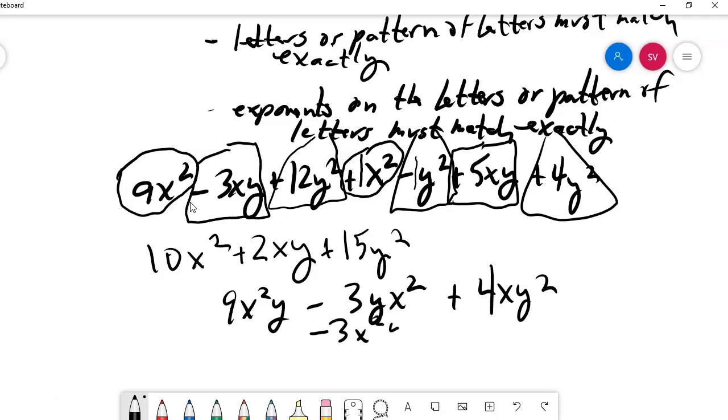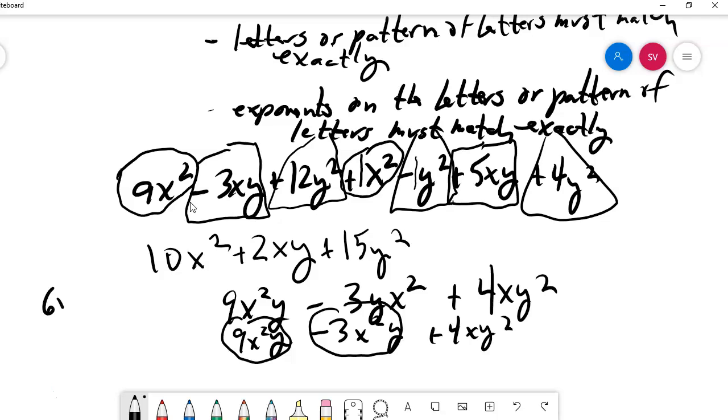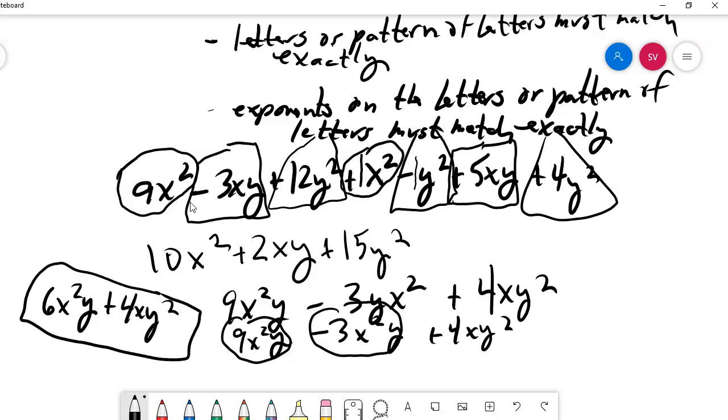So we could actually rearrange this into 3x squared y. And if I rearrange it, I'll just bring down the rest of the problem. Now I can see I have a matching 9x squared y and a minus 3x squared y. 9 minus 3 is 6. You keep the x squared y the same, and then it's plus 4xy squared. So right there is your final answer.